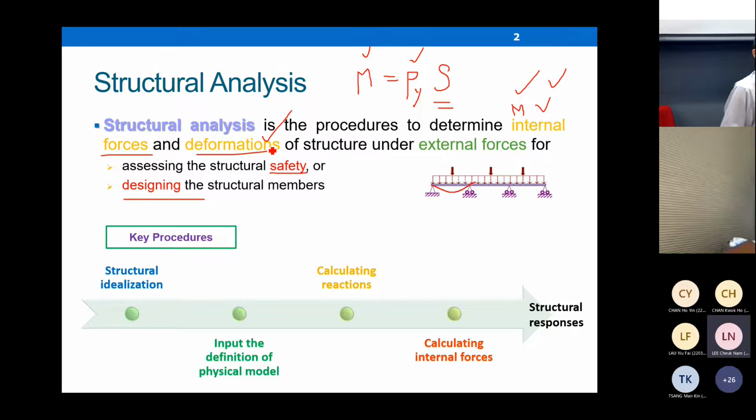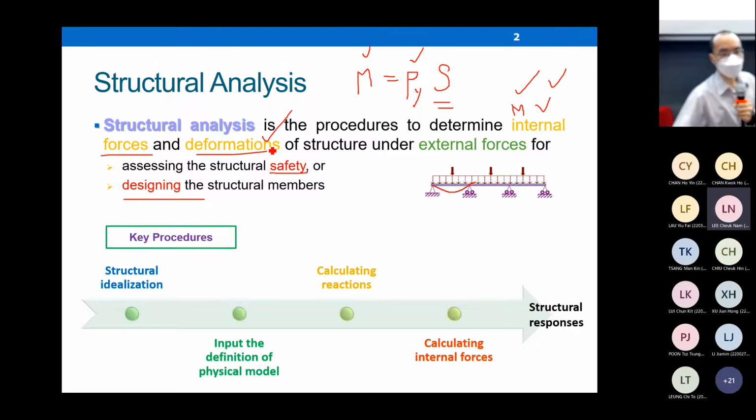Then how to conduct a normal structure analysis? Firstly, structure idealization. Given a structure, you cannot do the analysis directly. You have to make some assumptions, idealizations, before working on the problems. We call that structure idealization. And then input the basic information, for example, the physical properties, the height, the width. You also have to input the loadings, right? Without this information, you can't do the analysis. These are some basic things.